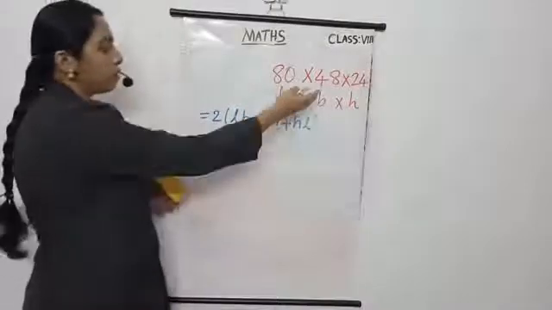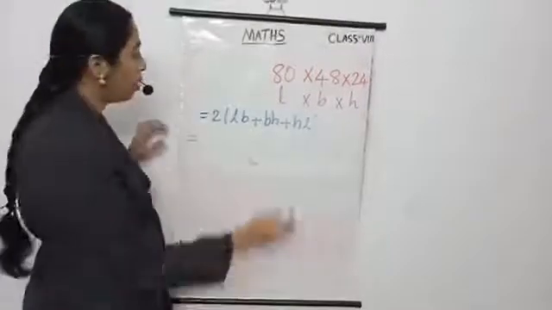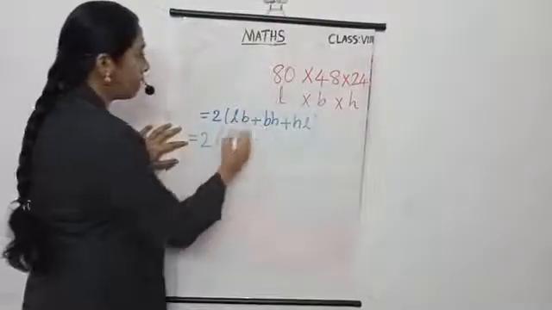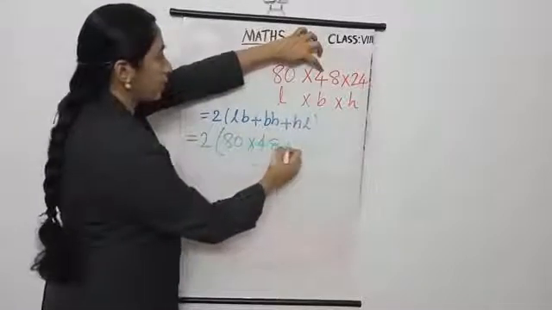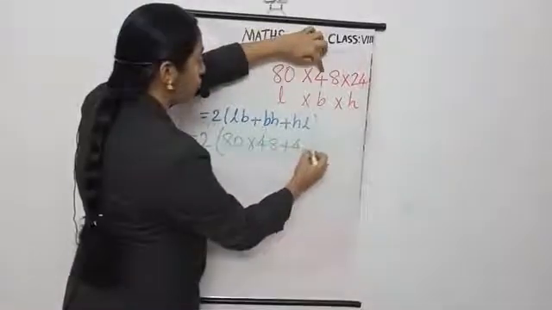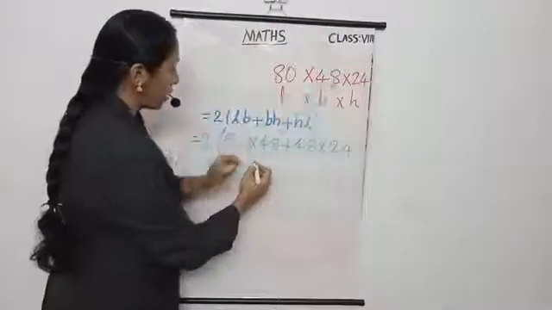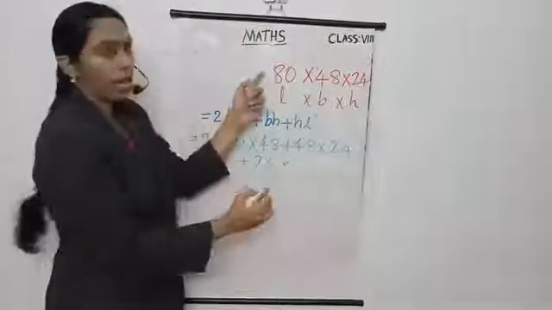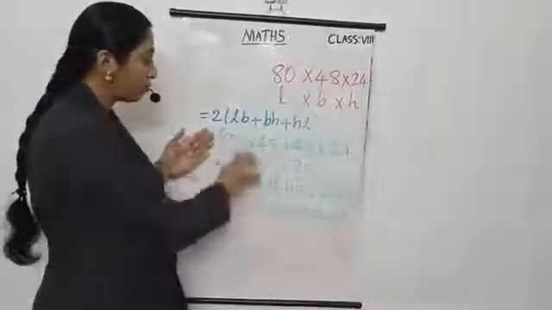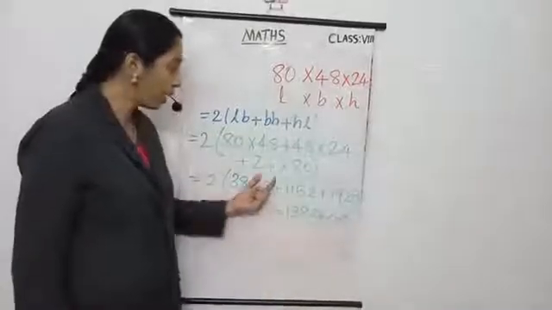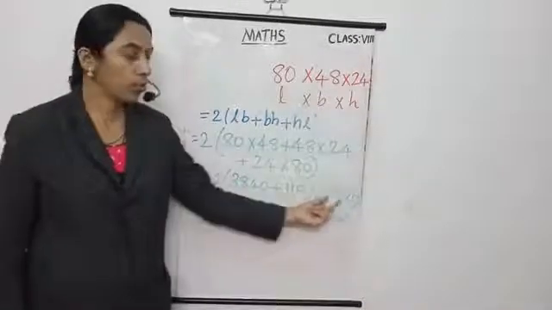So now substitute these values in this formula, the formula for finding total surface area. So 2 into (L 80 into B 48, plus B 48 into H 24, plus again H 24 into L 80). Multiplying this, we get 80 into 48 is 3840, 48 into 24 is 1152, then 24 into 80 is 1920.